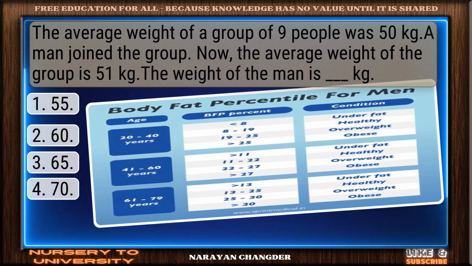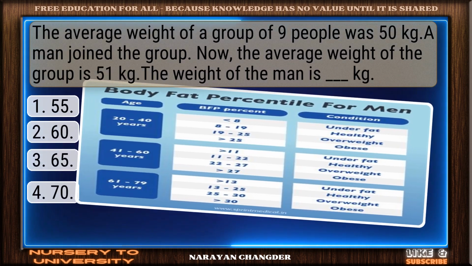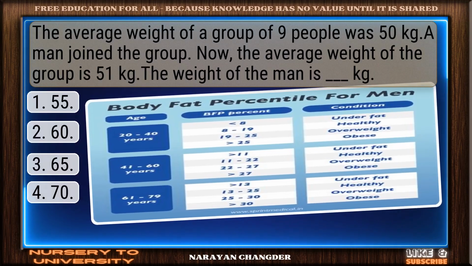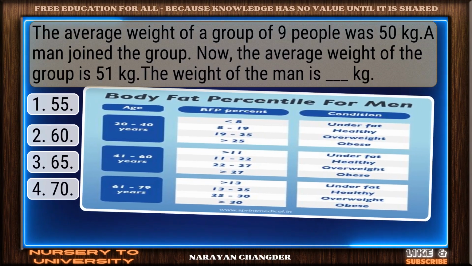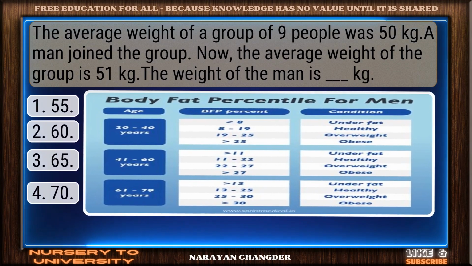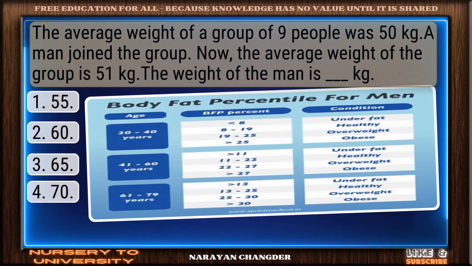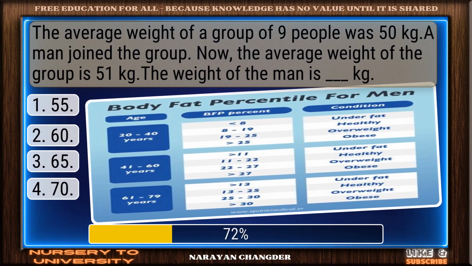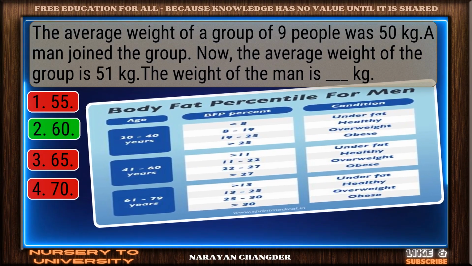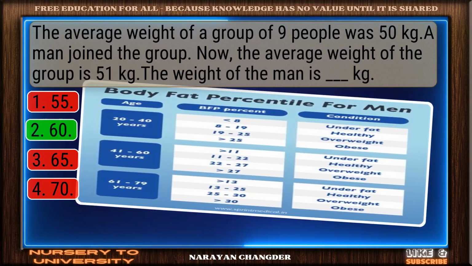The average weight of a group of 9 people was 50 kg. A man joined the group. Now, the average weight of the group is 51 kg. The weight of the man is dash kg. Solid response. 60 is a valid choice.